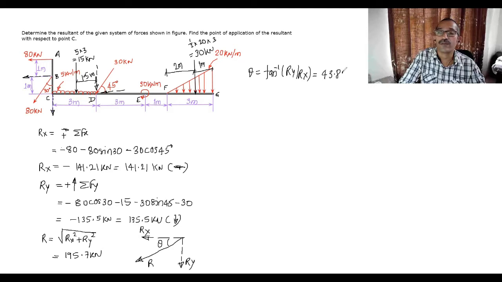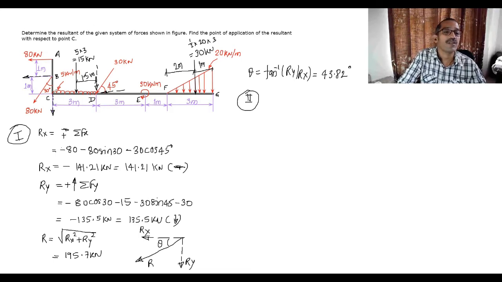43.82 degrees. Okay, so this one is the first step: magnitude and direction of the resultant you are getting. Now the second step is important. What is it? The point of application of the resultant. That you also have to find out with respect to point C.